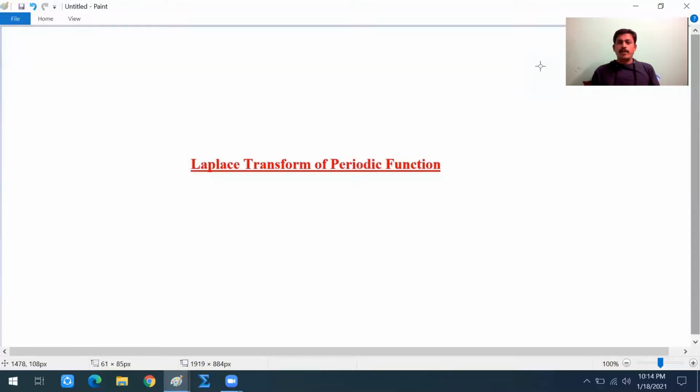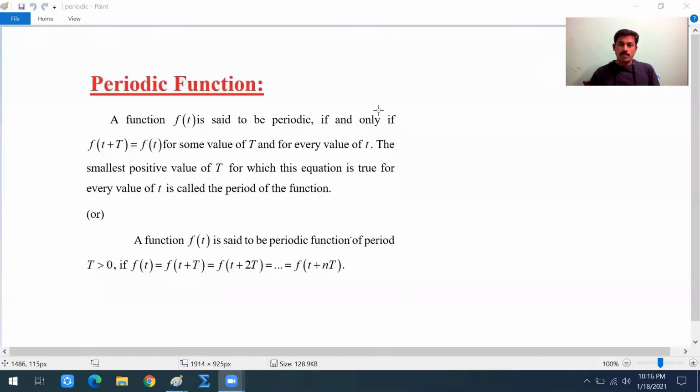In this video, we are going to see about Laplace transform of periodic function. We must know what is meant by periodic function.